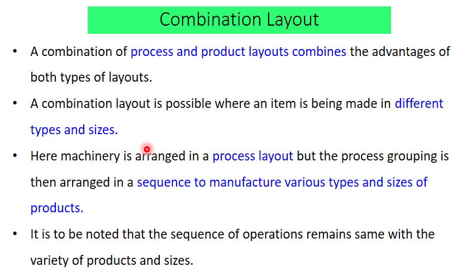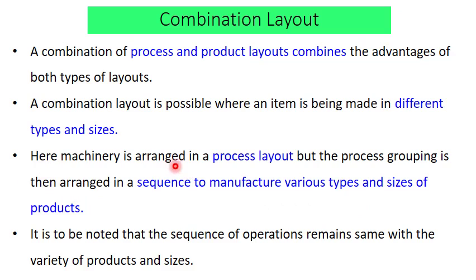When an item is made in different types and sizes, we require both benefits from product and process layout. In this case, machinery is arranged in a process layout, but the process grouping is then arranged in a sequence to manufacture various types and sizes of the product.